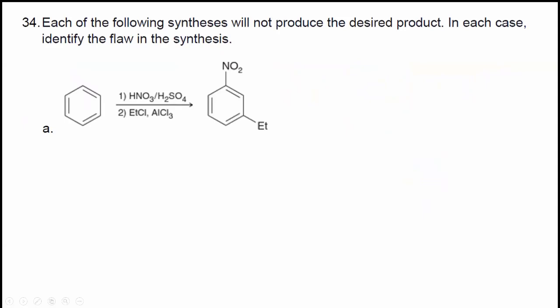All right, so in number 34, the synthesis that is written here is not going to work. So we have to find which step is problematic here. So which step do you think is going to be the problem?